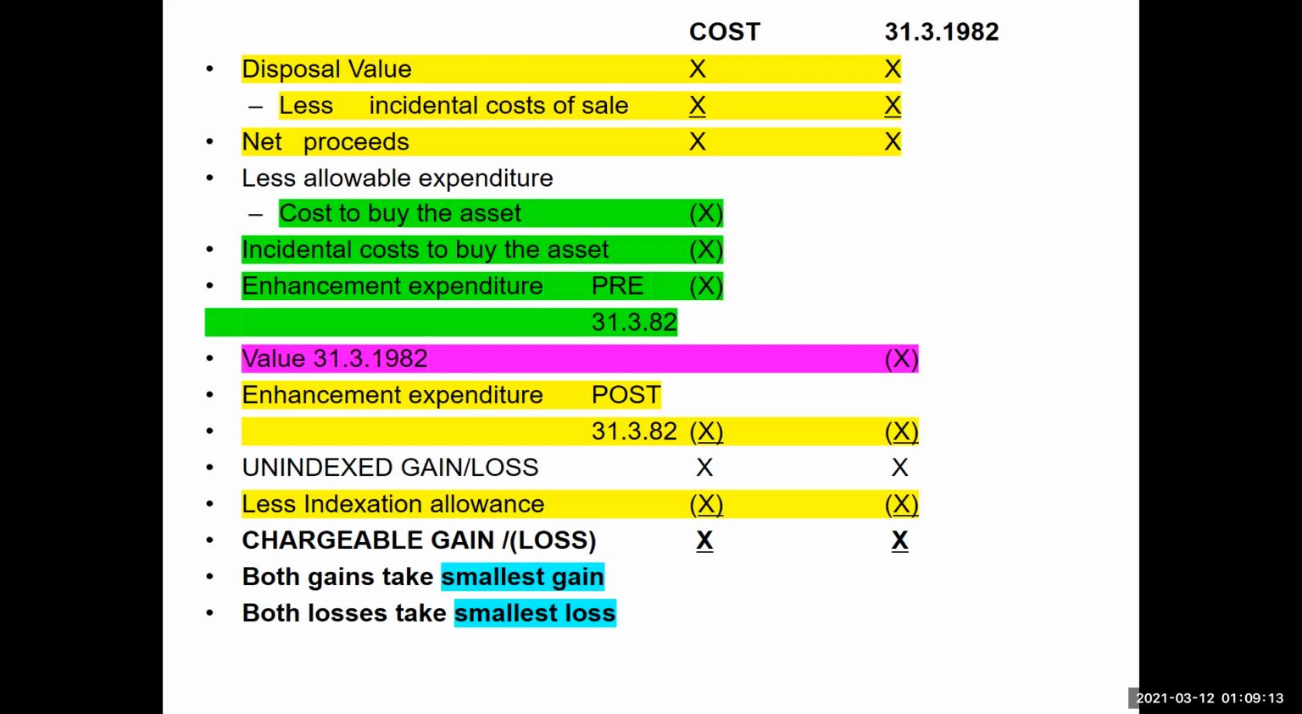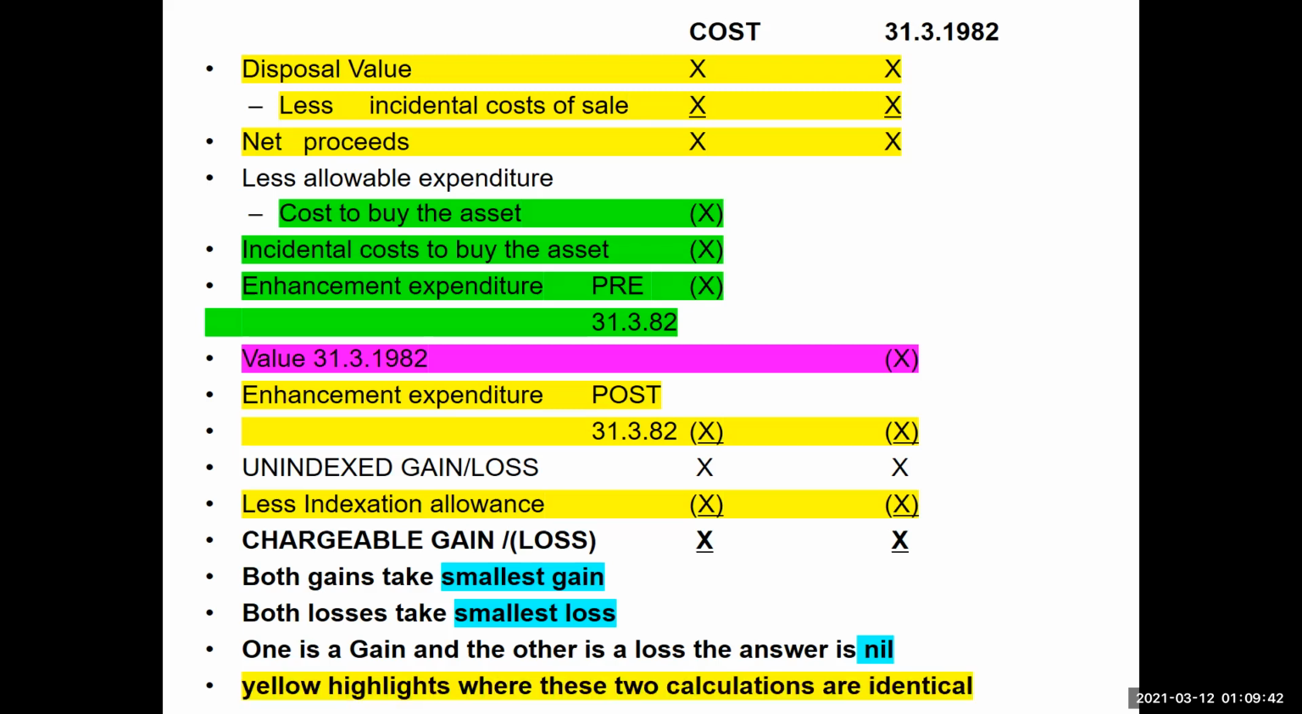It's the same principle. Take the smallest gain so that you save yourself some tax. Take the smallest loss so that the HMRC will also save themselves some money, okay? All right. So that's what I said, all yellow items. But if one is a gain and the other is a loss, we have to knock it off, and then the net effect could be 0. If one is a gain and the other is a loss, the answer will be nil, 0, okay? Now, like I said, all yellow items will be identical. We'll take an example to illustrate this further in real time.